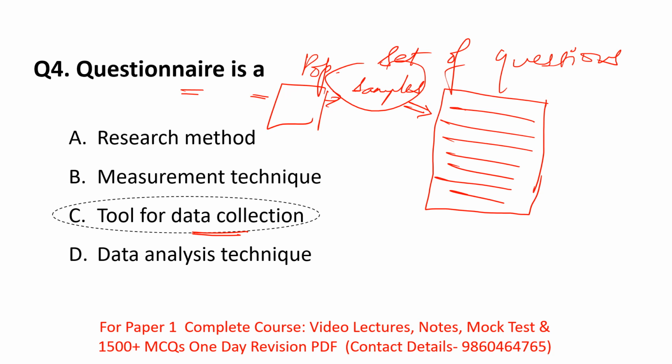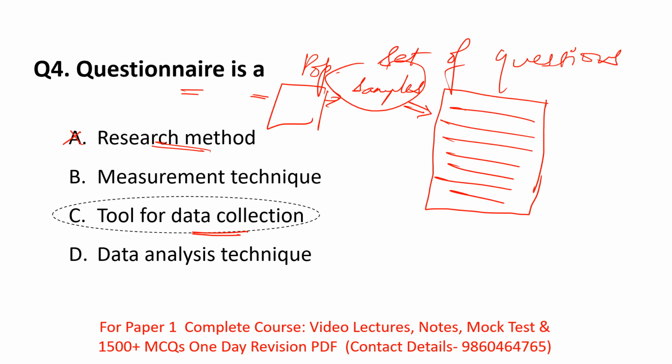We'll see the remaining options. Option A here is research method. No, a questionnaire is not a research method because it is a data collection tool, not a research method, because you are not doing a method, you are not analyzing something. That's why option A is the incorrect option.